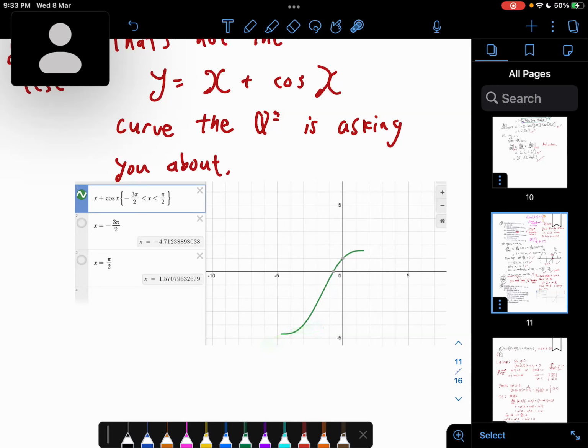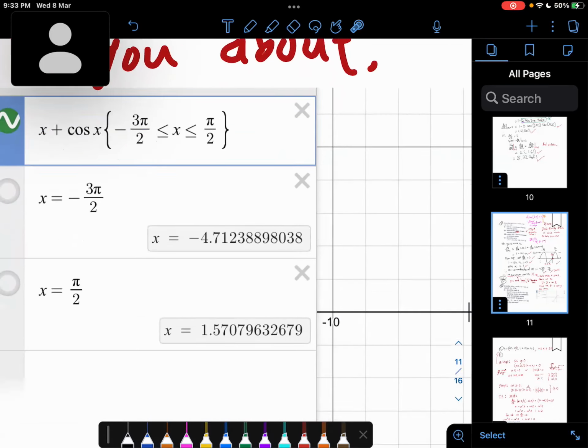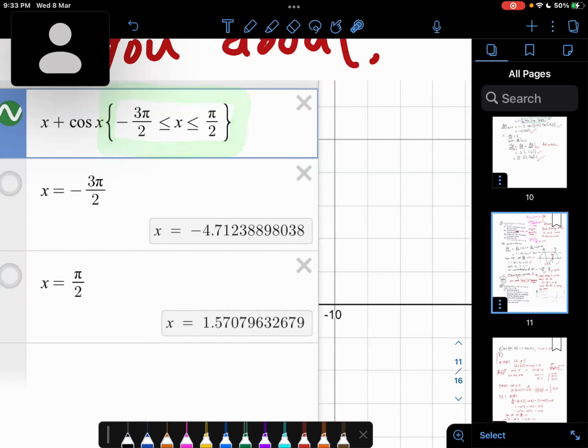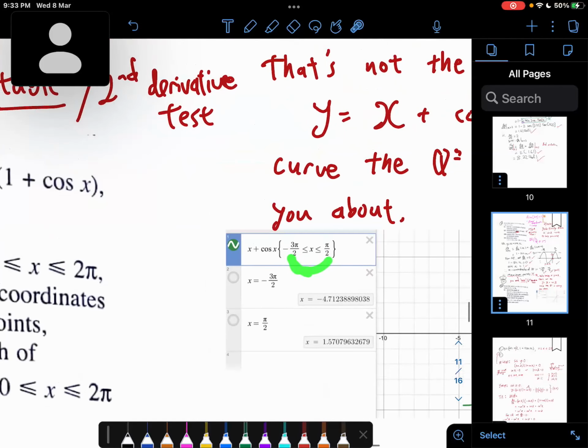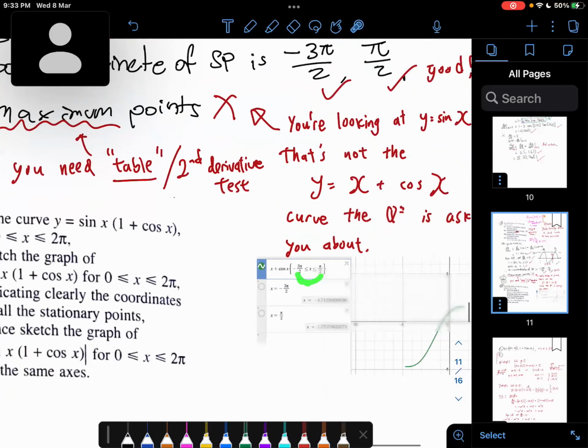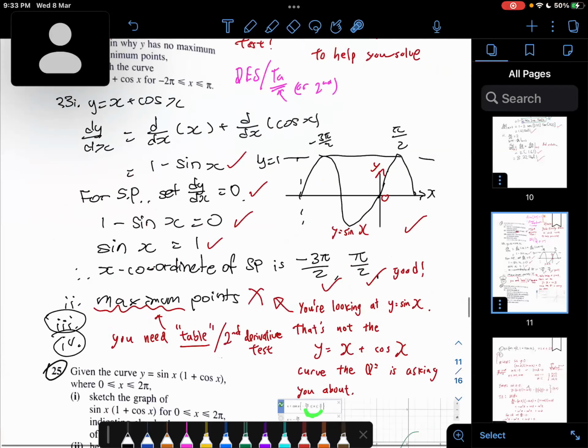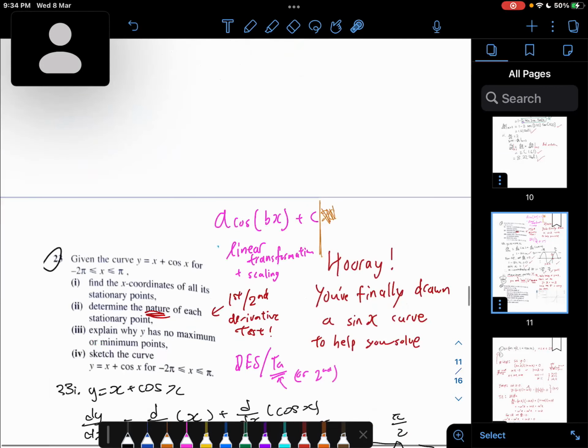Actually, I can show you the original curve before I restricted the domain. By the way, this part here, the curly brace, is restricting the domain. I make sure that the graph only plots points where x is in between these two values: -3 pi over 2 to pi over 2. Actually, maybe I shouldn't have done that. I should go for -2 pi to pi. Right, I just realized that.